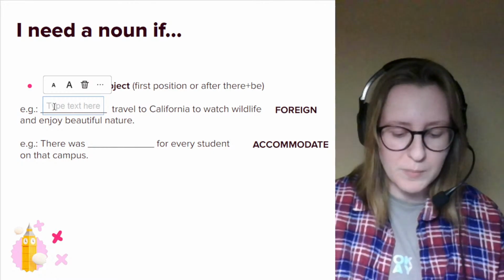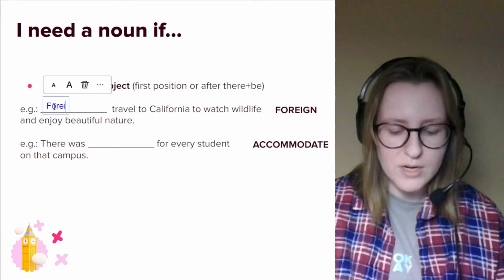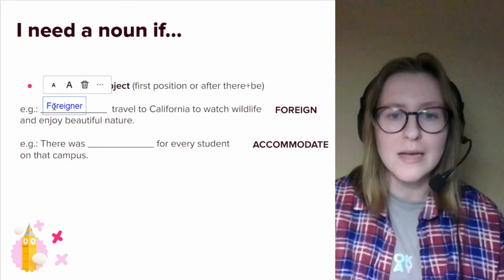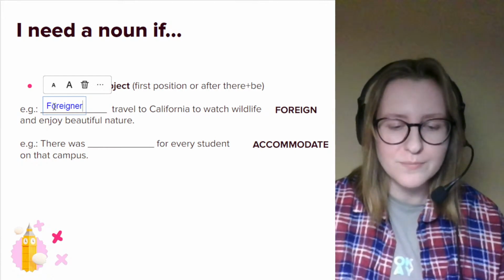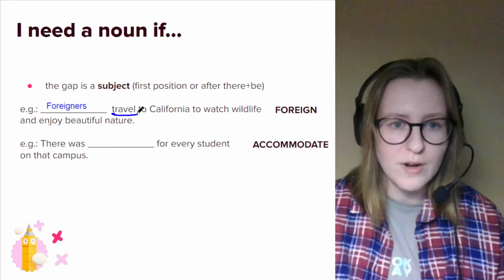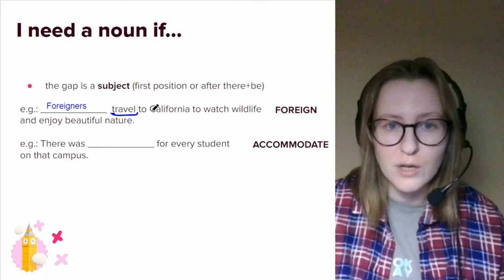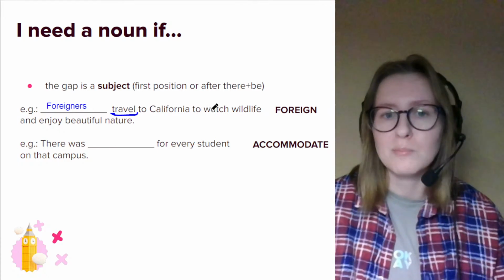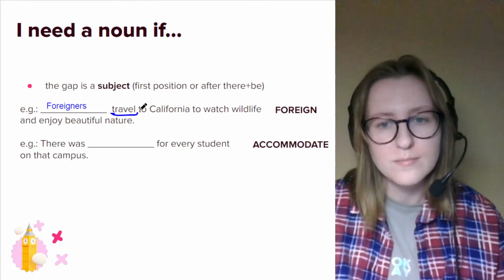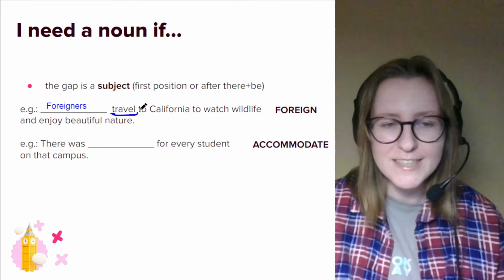I understand that this is about people, right? So I need foreigner, but I also need to remember that my noun can be plural. And in this case, that's what I need. How did I know that? Guys, we have the verb travel, right? This sentence is in present simple. It's just a fact. Foreigners travel to California to do something, to watch wildlife and blah, blah, blah, right? And my verb doesn't have S at the end of it, so I need a plural subject, foreigners. And that's it, I got it.